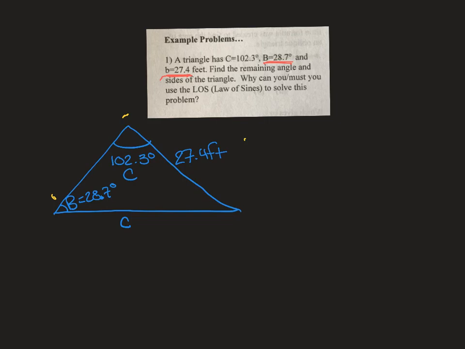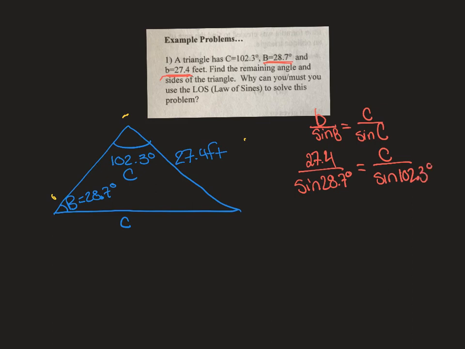So to do the law of sines, I'm going to find side C, little c first. It doesn't matter which way you write it. I tend to write the sides on top, so I need to put my little b up top, and then on the bottom I have sine b equals my little c over sine of c. So I'm going to plug my stuff in, and I would have 24.7 over sine of 28.7 degrees equals, I don't know what c is, and then sine of 102.3 degrees.